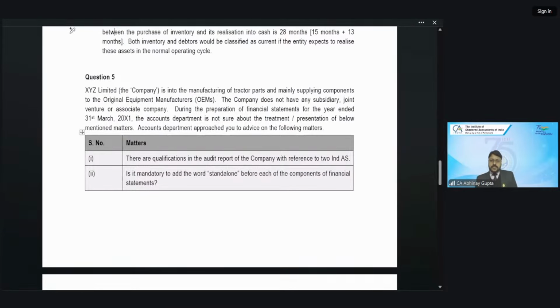XYZ Limited, the company, is into the manufacturing of tractor parts and mainly supplies components to the OEM companies, original equipment manufacturers. The company does not have any subsidiary, joint venture, or associate company. During the preparation of the financial statements for the year ended 31st March 2001, the accounts department is not sure about the treatment or presentation of the below matters, and approaches you as a chartered accountant for professional advice on how to treat them while preparing the financial statements. Number one, there are certain qualifications made by the statutory auditors in the audit report of the company with reference to two indices. Now, what will your advice be? How to deal with these qualifications?